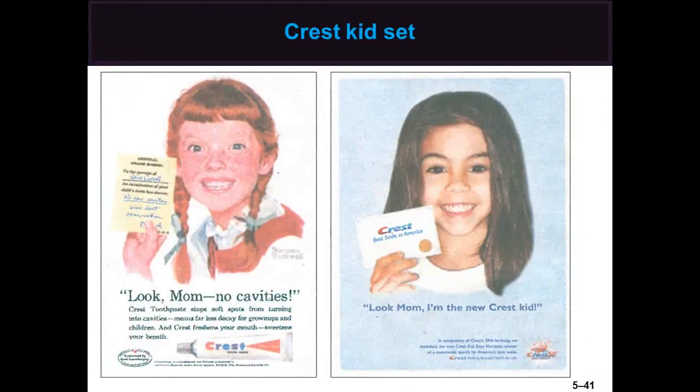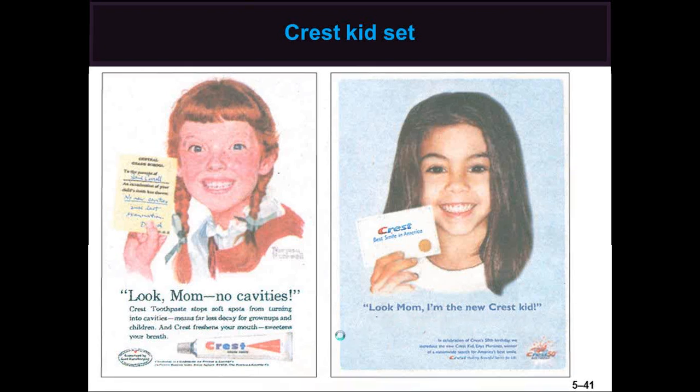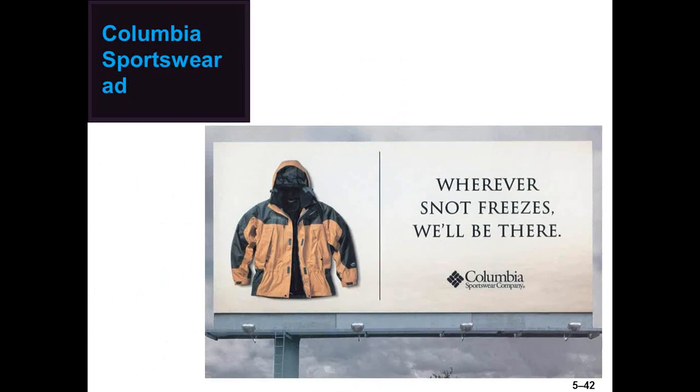Here's a Crest Kids set. Crest is a leading toothpaste, Procter & Gamble maker, in the U.S. Look, Mom, no cavities. Look, Mom, I'm the new Crest kid. Columbia Sportswear, leading manufacturer of sportswear in the U.S. market. Wherever snot freezes, we'll be there. Snot is the slang term for mucus and waste coming from the nose. So wherever it's cold, we'll be there.